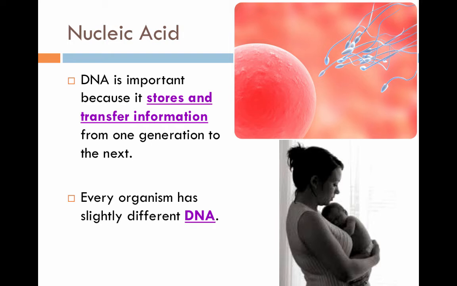Every single organism has a unique set of DNA, except if you're an identical twin. But if you're not an identical twin, it means your DNA is not like your brother's DNA or your mom's DNA or your cousin's DNA. You all have different DNA, different genetic information.